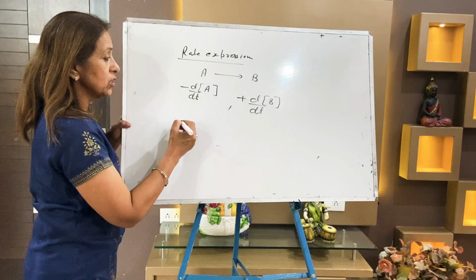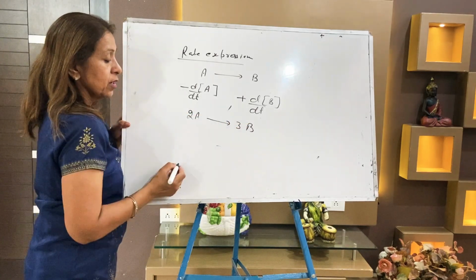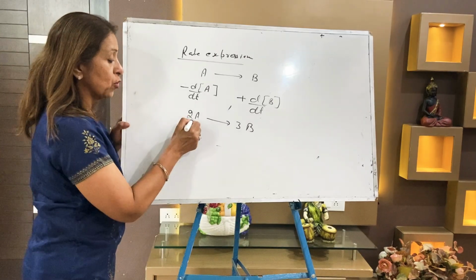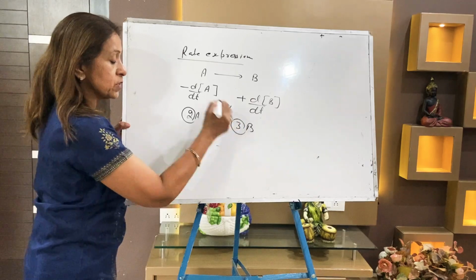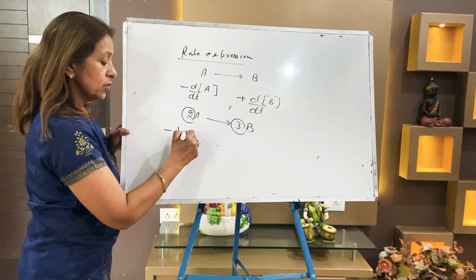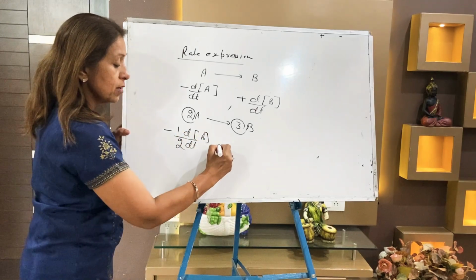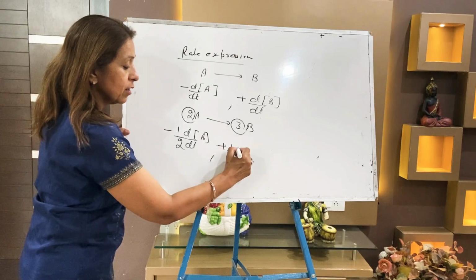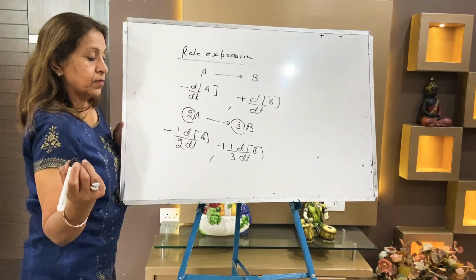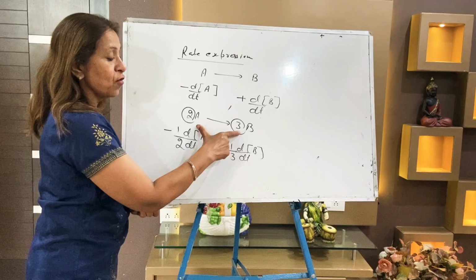Now I am writing the equation 2A arrow 3B. If it is 2A, always remember the rate is independent of these stoichiometric coefficients. So you can write minus 1 by 2 d by dt of A, comma, plus 1 by 3 d by dt of B. So rate is always independent of these coefficients.